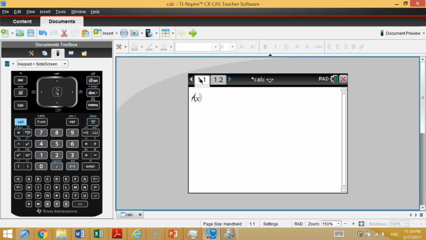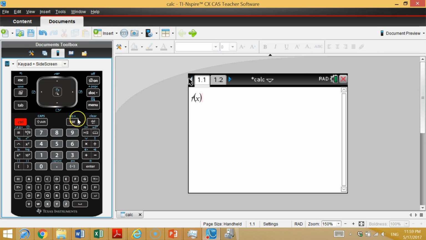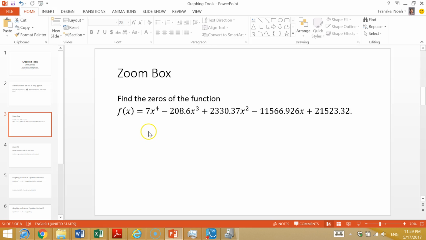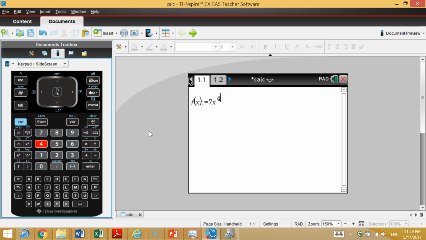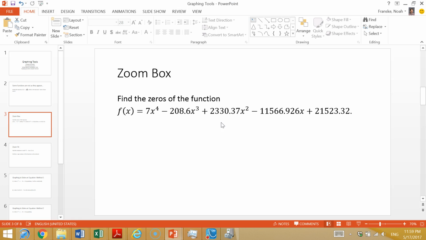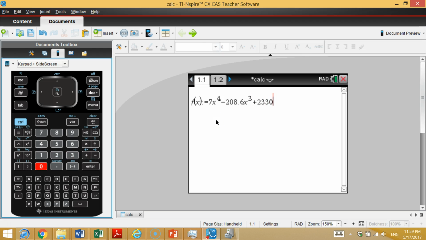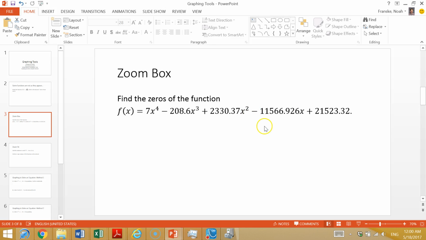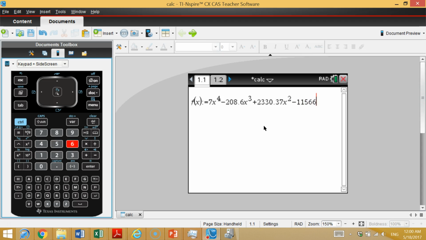I'm going to do f of x. Remember where the colon equals is? I'm going to hit Control, and then that little funny button next to the 9 has that colon equals above it. And I'm going to type in this function. So we got 7x to the 4th. I'm going to cheat a little bit with my keyboard. Remember, to get out of that exponent, hit the right arrow. Minus 208.6x cubed. You'll see why I have these very specific numbers in a second. Plus 2330.37x squared. Of course, you guys can follow along if you'd like. Minus 11566.926x.